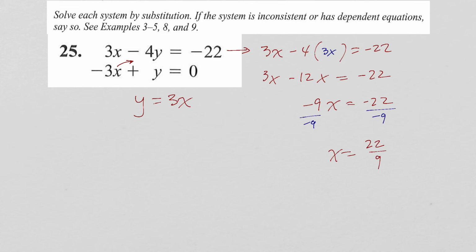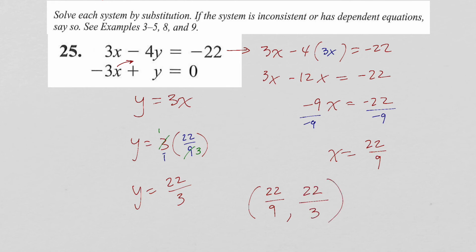So now I've solved for the x. I can plug this back into here, but this is the easiest place to put it back where it's solved. So I'll have y is equal to 3 times x, and x is 22 over 9. This is like a 3 over 1. So when I cancel, 3 goes into 3 once and into 9 3 times. And I get y is equal to 1 times 22 is 22, 1 times 3 is 3. So my ordered pair, I put the x first and then the y. And that's it.